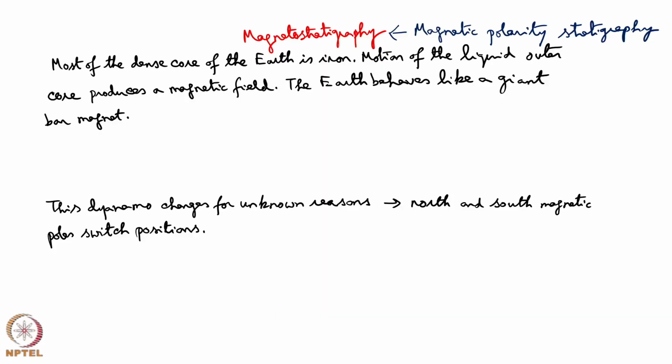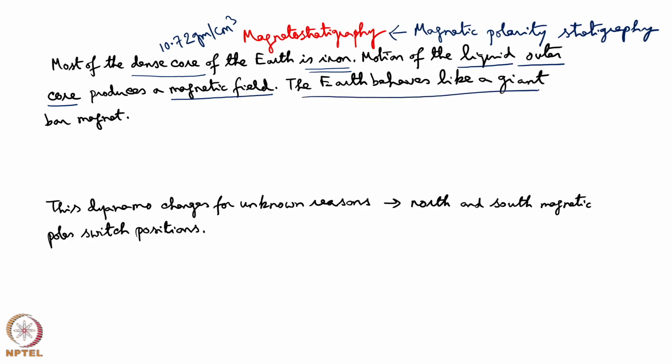Now, from where does the Earth's magnetism come? Here we will do things briefly, we will not get into great detail. From geophysical studies, we know that most of the Earth's dense core consists of iron, and the density of the core is around 10.72 gram per centimeter cube. Now, this core can be divided into two parts, the outer core and the inner core. The outer core of the Earth is fluid and it moves. Its movement creates a magnetic field, and essentially the Earth behaves like a giant bar magnet.